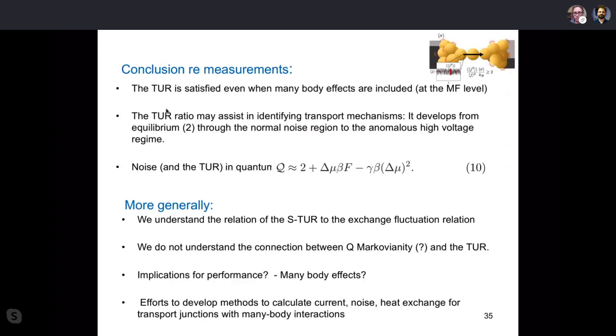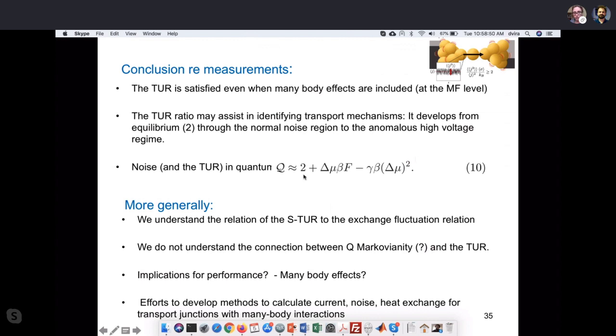So with that, I would like to conclude first the measurements. The TUR is satisfied. We did include many body effects in this mean field treatment. The TUR ratio, as we refer to the left-hand side, may assist in identifying transport mechanisms. It develops from 2. Then we have the normal shot noise region and the anomalous shot noise region, here and there. So that's also a nice way to organize your measurements, shot noise measurements, on this universal type curve.